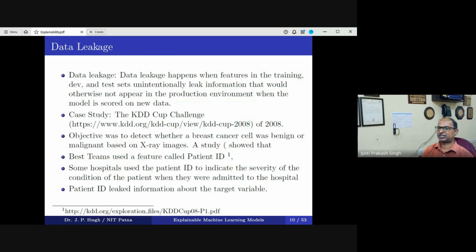Let us come to the problems one by one. What are the issues in this system? Not problems, in fact, issues. The first issue we can think of is data leakage. Now what is data leakage? Data leakage refers to some features which are highly correlated with the label.